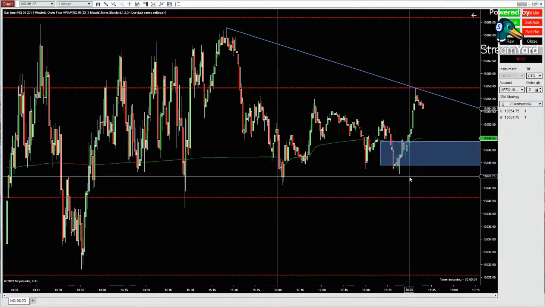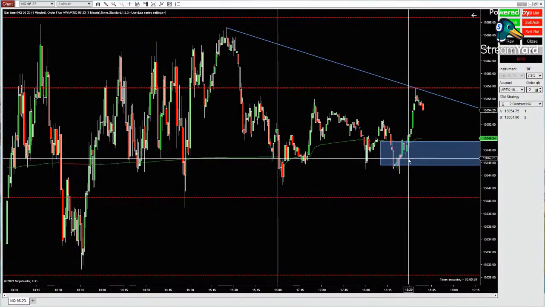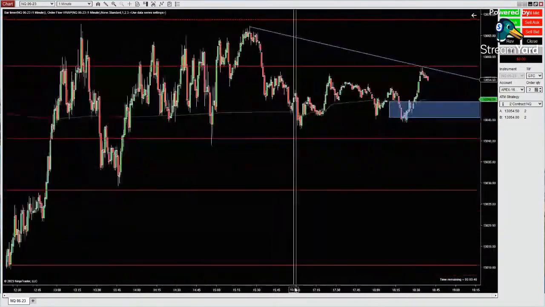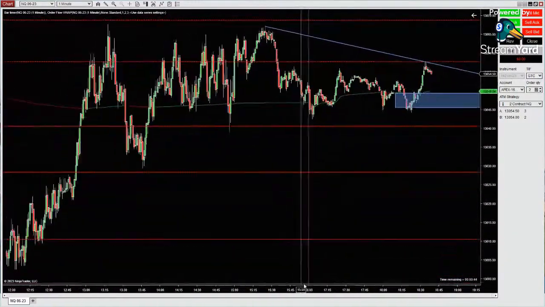I think it's very, very slow. There's like no volatility. You can still make money, but like I said, just here more for the software.